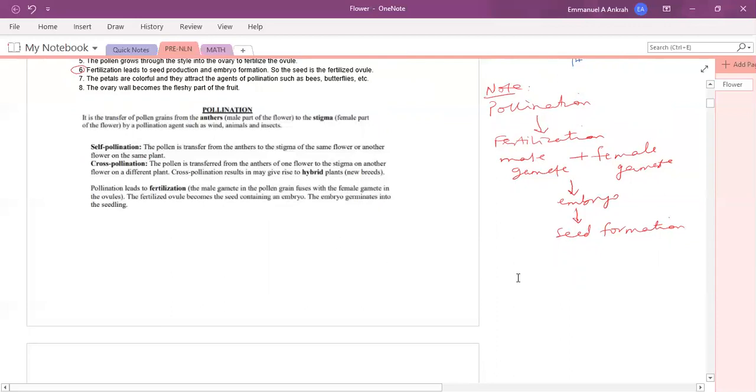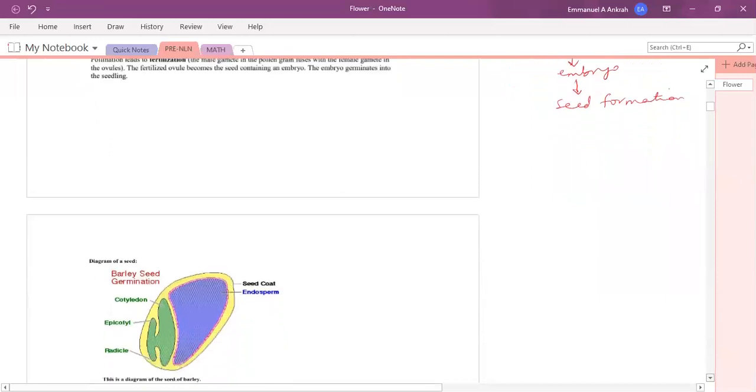And remember that cross-pollination gives rise to hybrid plants, like new plants. Usually they are more resistant to infection, and they thrive better in harsh conditions. Okay. So cross-pollination is very good to produce new kinds of breeds. Okay. And then finally, as I said, pollination leads to fertilization. The male gamete in the pollen grain fuses with the female gametes in the ovule. The fertilized ovule becomes a seed containing an embryo. The embryo germinates into the seedling. Right, so that's a summary of all that I've said so far. Okay.